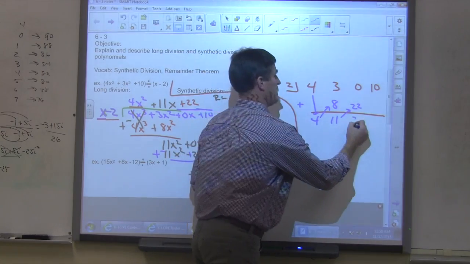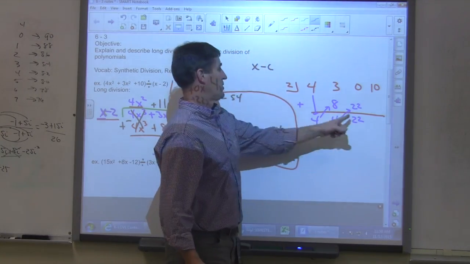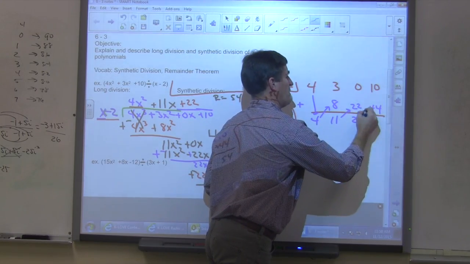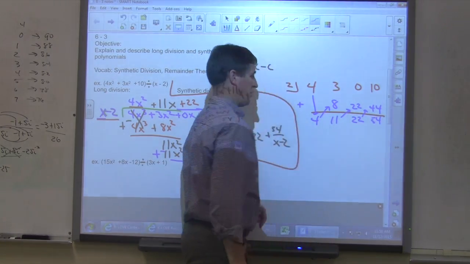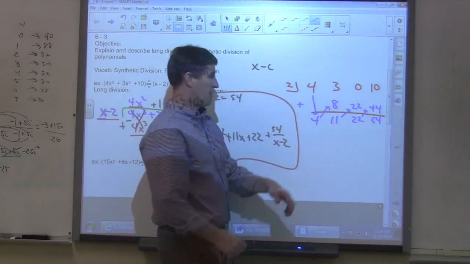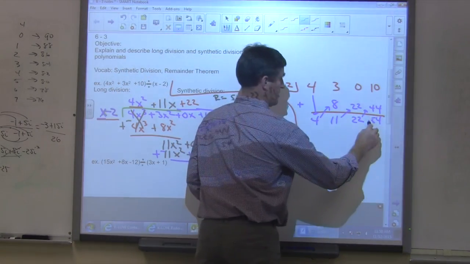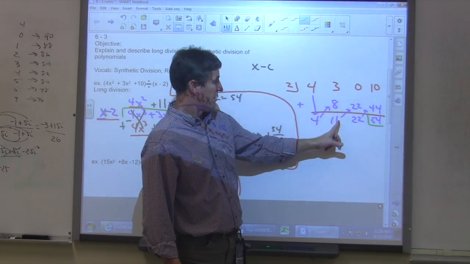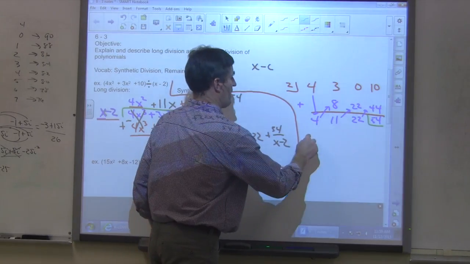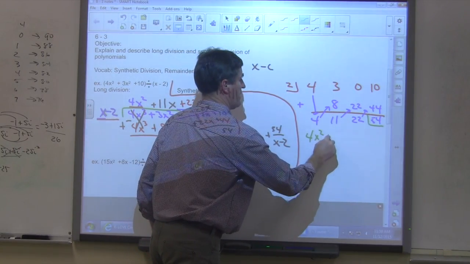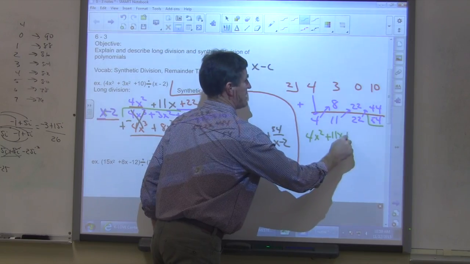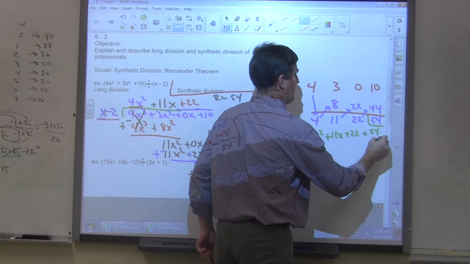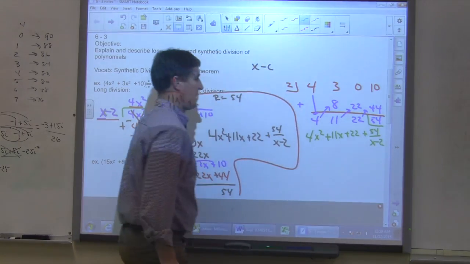0 plus 22 is 22. 2 times 22 is 44. 10 plus 44 is 54. The last number is your remainder. And then it just goes constant, first power, second power, so I can write my answer, 4x squared plus 11x plus 22 plus 54 over what I divided by, x minus 2.